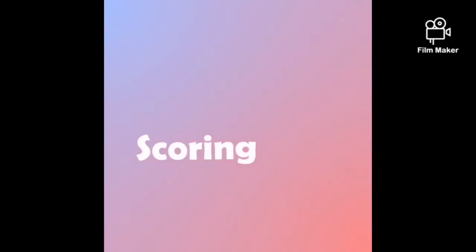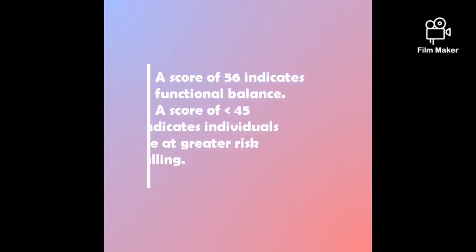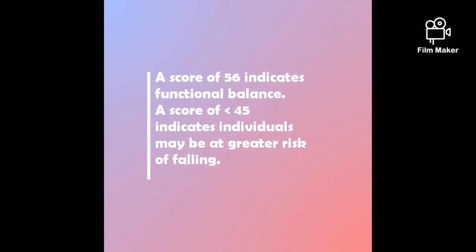Scoring. A score of 56 indicates functional balance, and a score less than 45 indicates individuals may be at greater risk of falling.